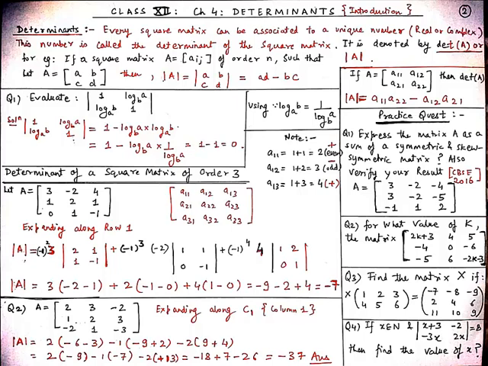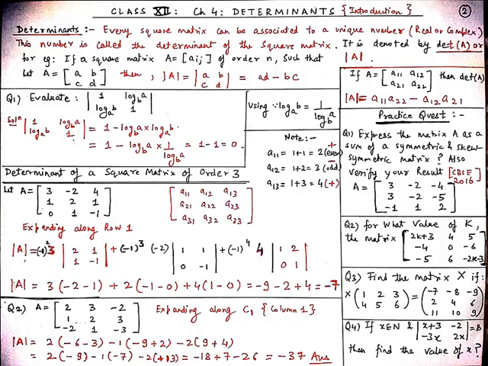As per the definition of determinant, every square matrix can be associated to a unique number. The number can be real or complex, and this number is called the determinant of the square matrix. It is denoted by, as you can see, determinant of A. And students, don't confuse it with modulus. Both are different.